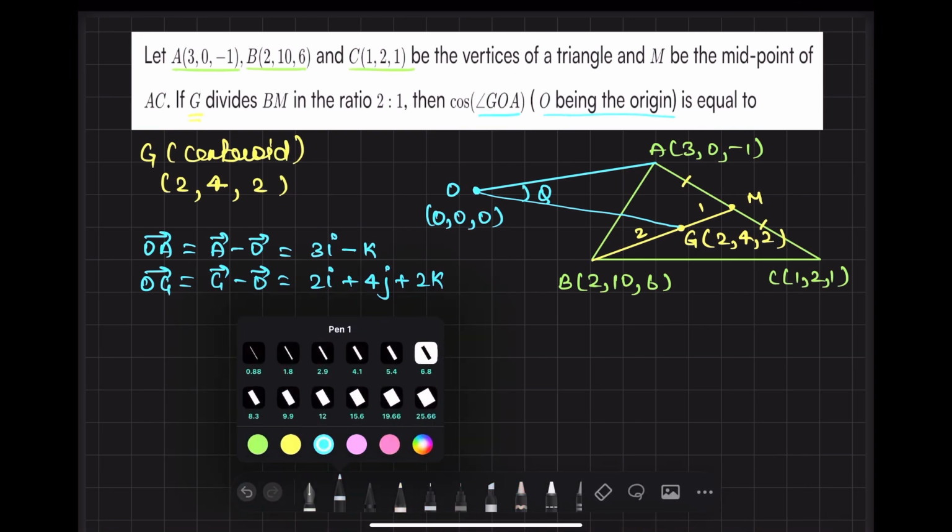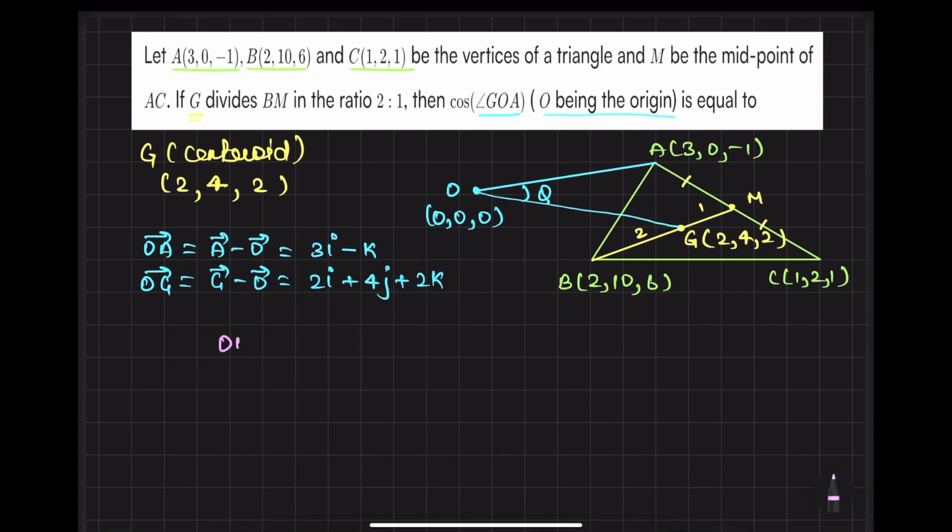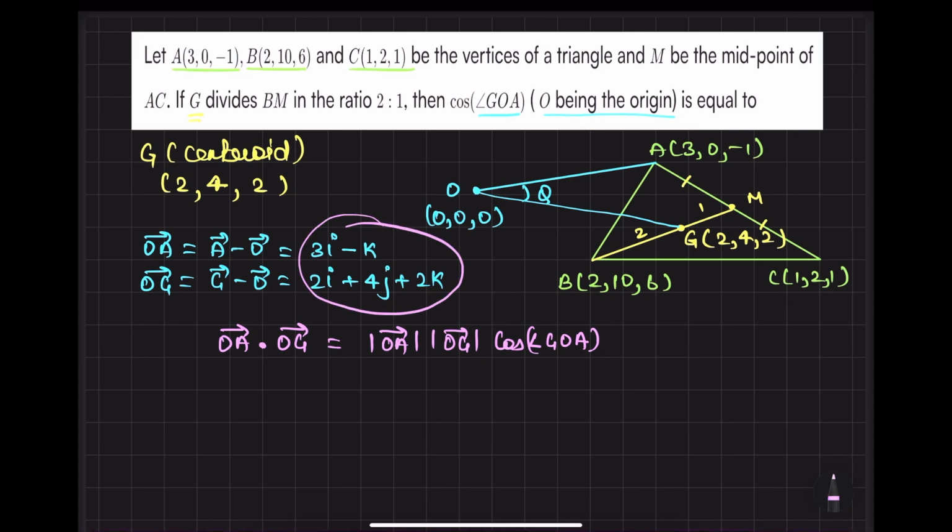Now look at this. Can I write OA vector dot OG vector equals mod OA vector times mod OG vector times cos of angle GOA? Now look at this part. Can I go with this vector? I with i is 6, then j with j is 0, then k with k is 2.